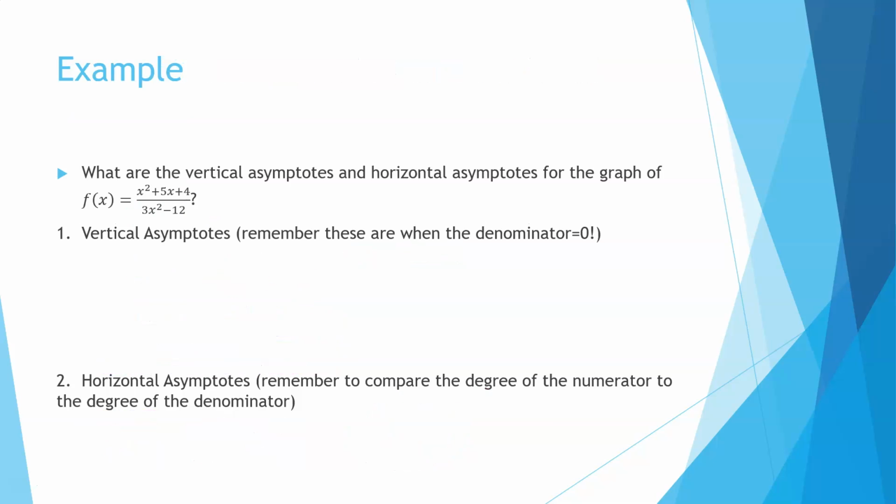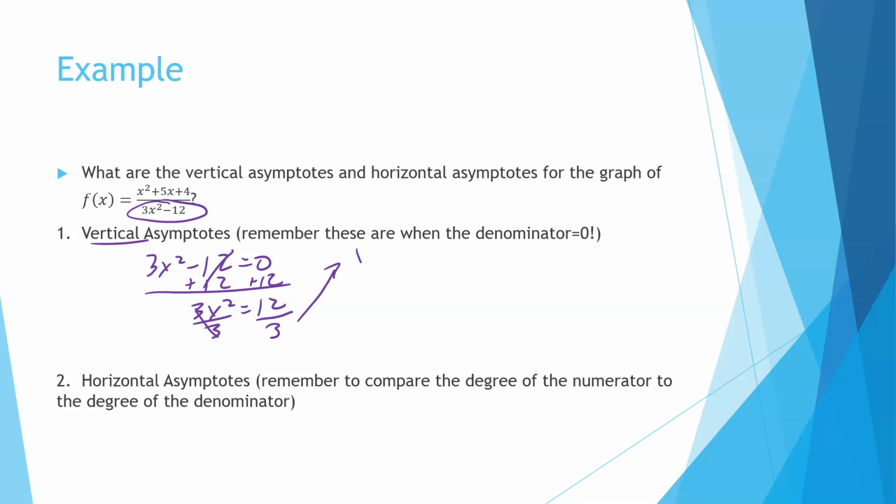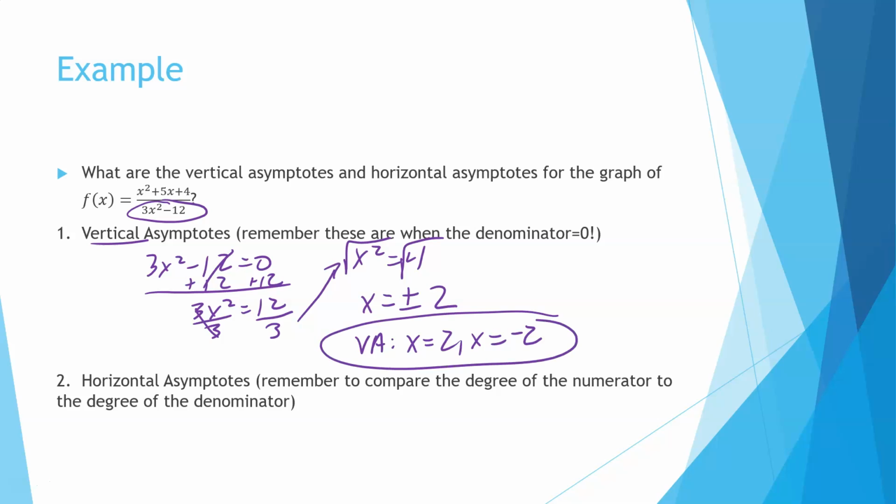Let's try another example. What are the vertical asymptotes and horizontal asymptotes of this function? Once again, I take the denominator, 3x squared minus 12, and set it equal to 0 for my vertical asymptotes. In this case, I don't have to factor. There's only one term that has x's in it, so I can just solve. x squared equals 4. I do have to remember that when I take the square root, I get two answers, plus or negative 2. So my vertical asymptotes are at x equals 2 and x equals negative 2.